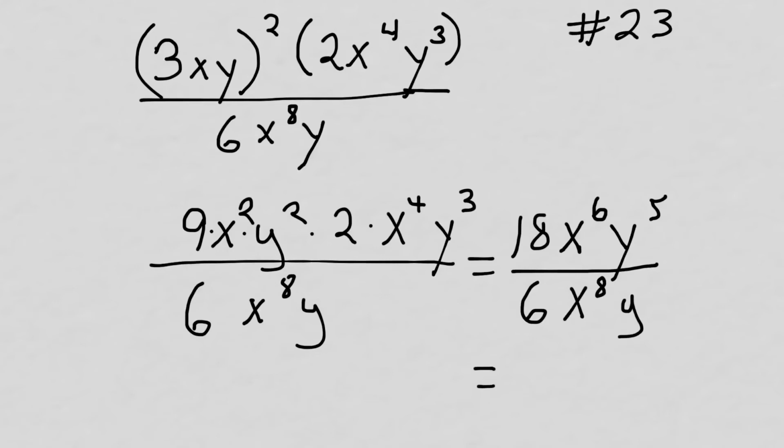Now we can start cleaning this up. 18 divided by 6 gives me a 3. Let's look at our x's. 6 minus 8 is going to give us x to the negative 2. So I'm just going to put that to the bottom. I could have put it to the top as negative 2, but I'm going to go ahead and put it at the bottom as x squared. Then I got y to the 5th divided by y, which is y to the first. That's going to give you y to the 4th, and you're done.